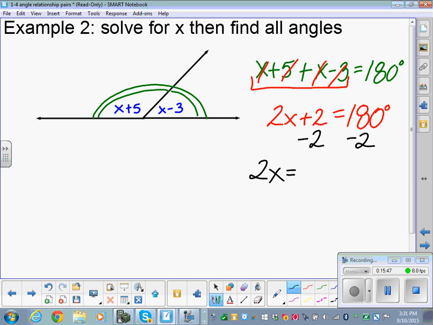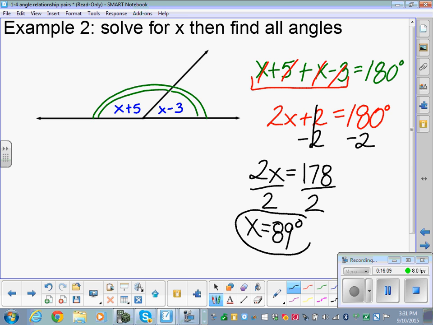So 2x is equal to, now on the right, now once again, those added up to be 0, sorry. 180 minus 2 is 178. Divide both sides by 2 to get x completely alone, and we get x is equal to 89. Now that's x. X is equal to 89 degrees. We solved for x, but we got to keep going with that.